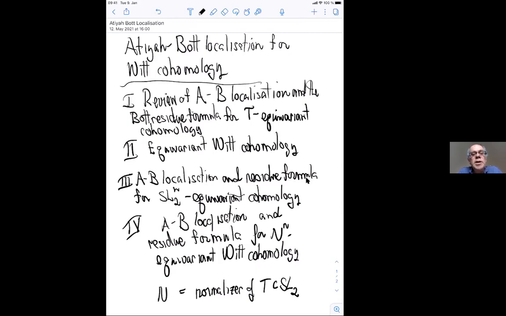So yeah, this is a big little outline. I'll just review the classical Atiyah-Bott localization and Bott residue formula in the T equivariant case. Say a little bit about equivariant Witt-cohomology to set the stage. And then the two main settings where I prove a result about these Witt analogs of the Atiyah-Bott localization are for actions of SL2 to the n and for N to the n. Sorry for the two n's. So N here is the normalizer of the torus, the standard diagonal matrices inside of SL2. Okay, so that's the program.